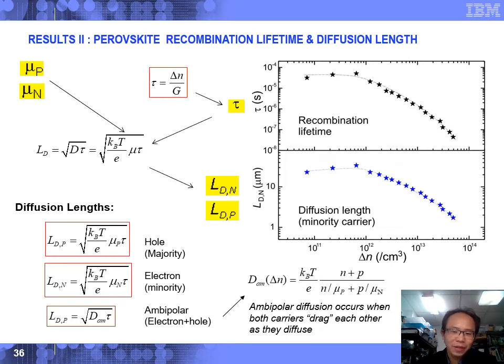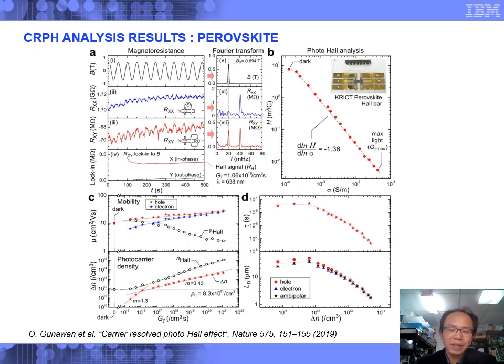Ambipolar type means that you have both electron and hole populations drifting together, so they are dragging each other, and the correct expression for such ambipolar transport is given over here. So now you could obtain much more information than before, which is summarized over here.